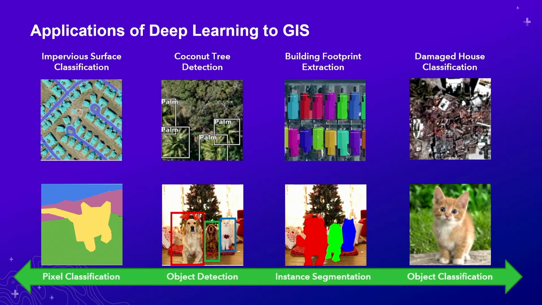The third is instance segmentation, where users really want to get precise polygonal boundaries of each object, in this case, building footprints. Lastly, object classification, and a typical example is classifying a structure as damaged or undamaged. ArcGIS natively supports each one of these deep learning models.